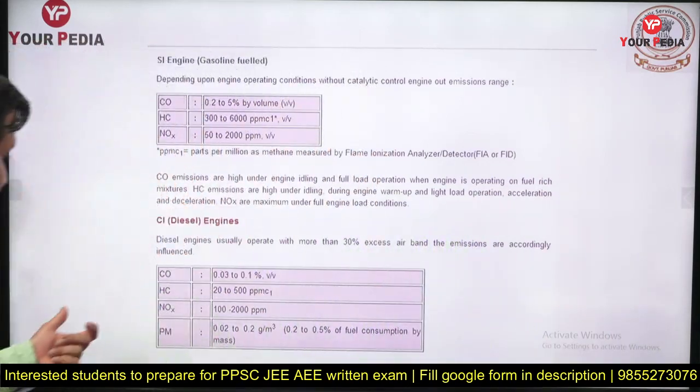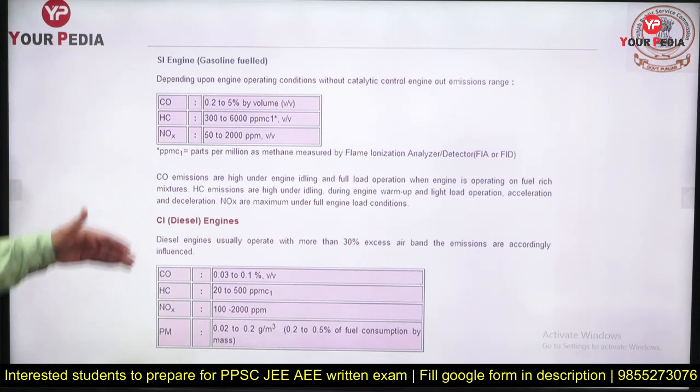So I hope some basic things are very much clear to you. What are the different pollutants and what are their differences, the pollutants which are coming out from SI engine and the pollutants which are coming out from CI engine. So you can refer to this also just to have some idea about the various pollutants coming out from SI and CI engines.